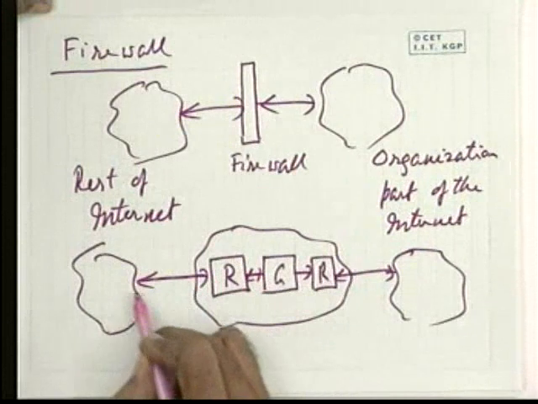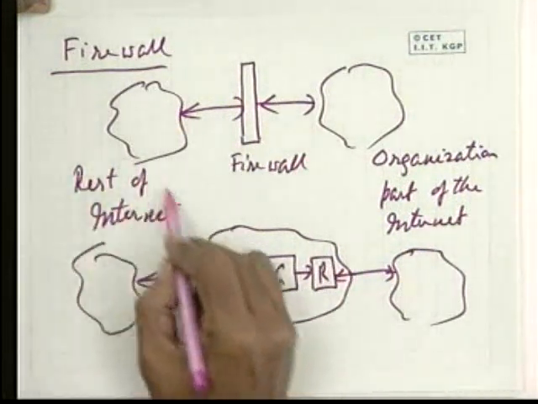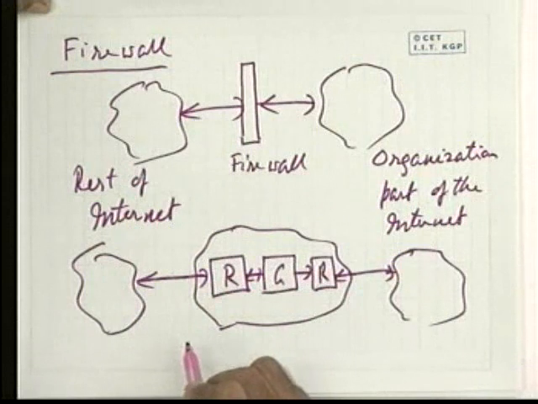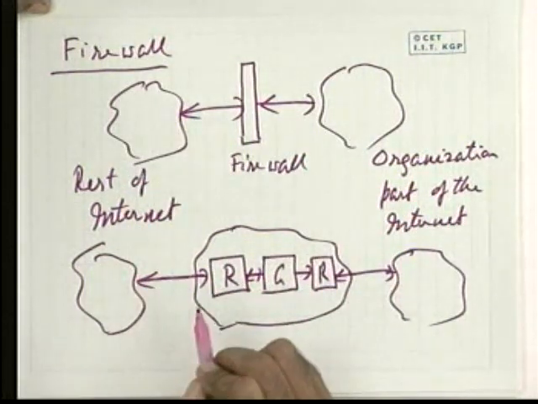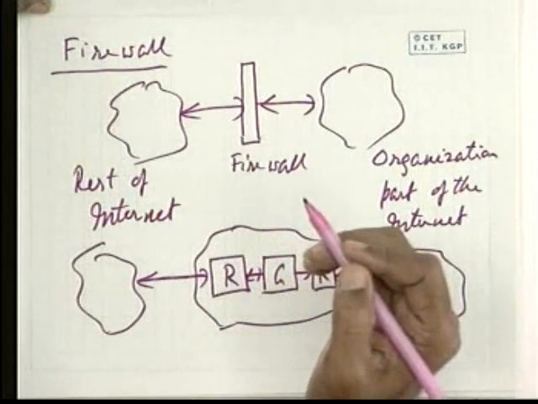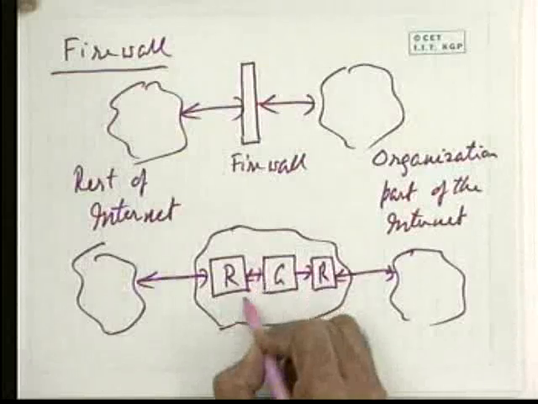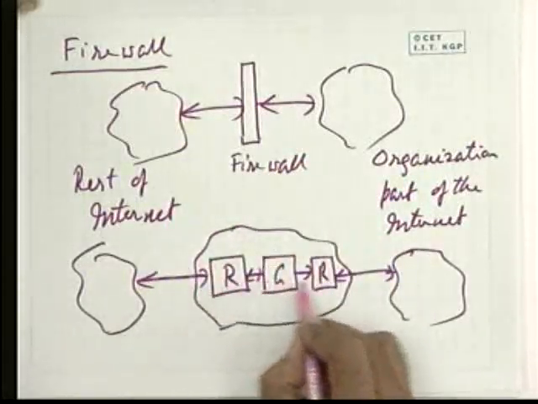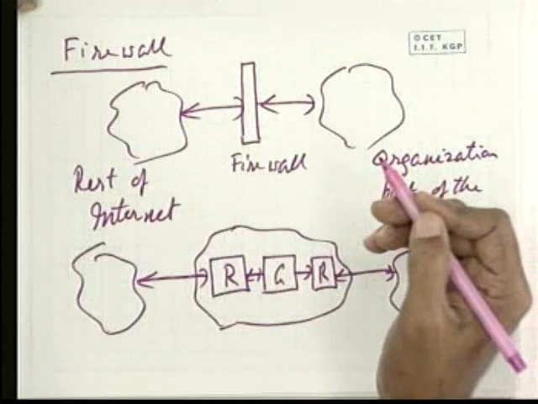This router, which is connecting the rest of the internet to the firewall, is receiving packets, and it has a table. Based on that table, it checks whether a particular message can be accepted or should be dropped. So based on the policy decided by the managers, which is implemented using a table, the router decides whether a packet has to be allowed to pass through or discarded.